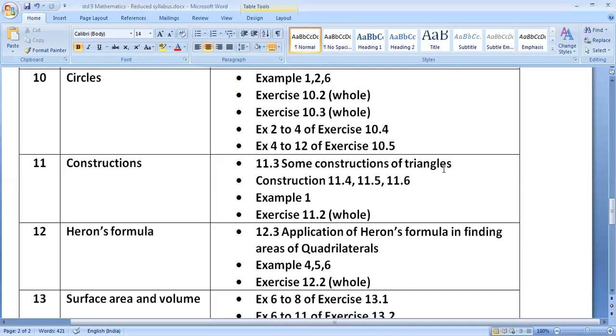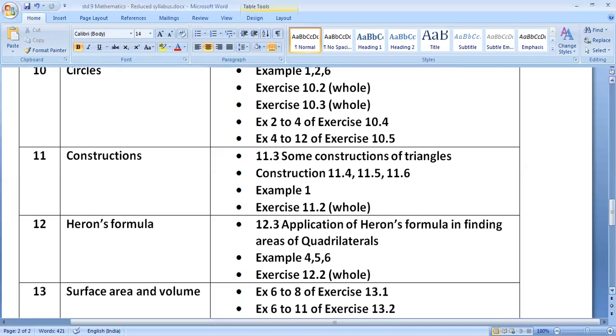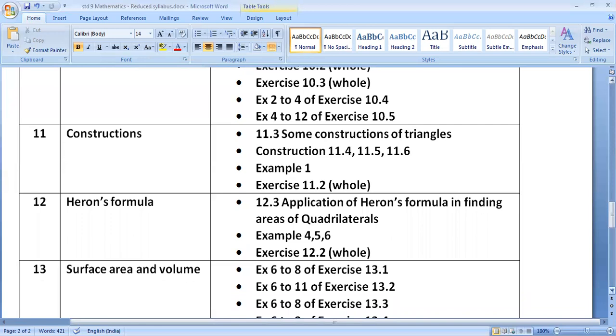Chapter 12, Heron's formula, page number 197, 12.1 Introduction is included. In the construction chapter, as I have mentioned, you can see it again: 11.3, Some Constructions of Triangles is excluded, in which constructions 11.4, 11.5, 11.6 and example 1 are excluded, along with the whole of exercise 11.2. Heron's formula, chapter 12, introduction 12.1 is included. Page 199, 12.2, Area of a Triangle by Heron's Formula is included. On page 201, example 1 is included.